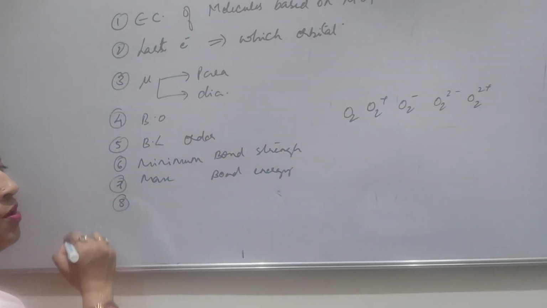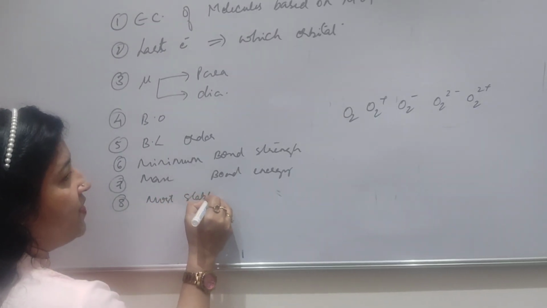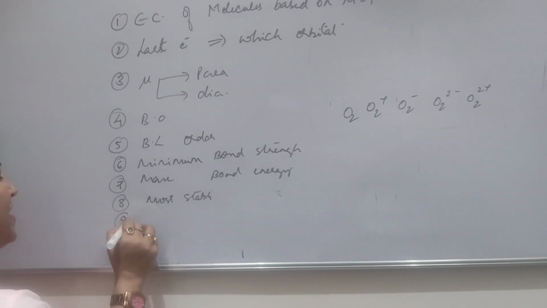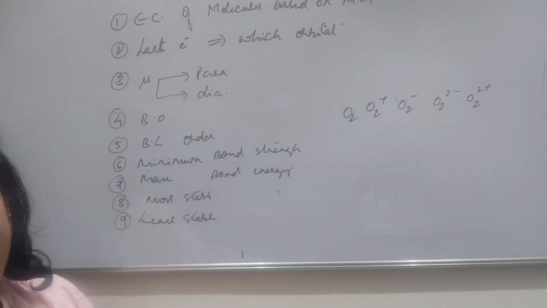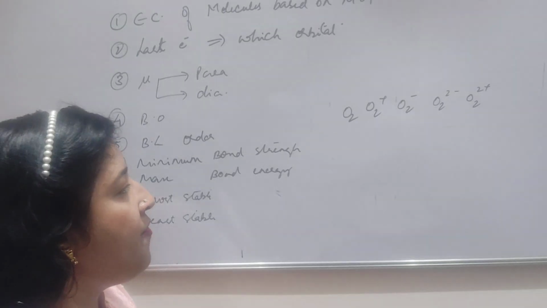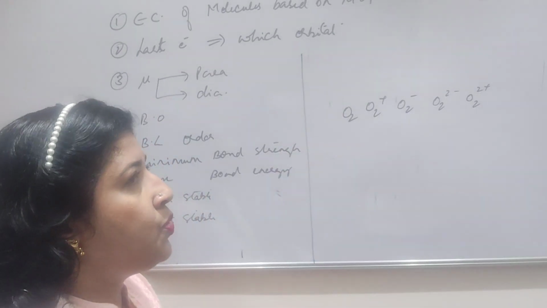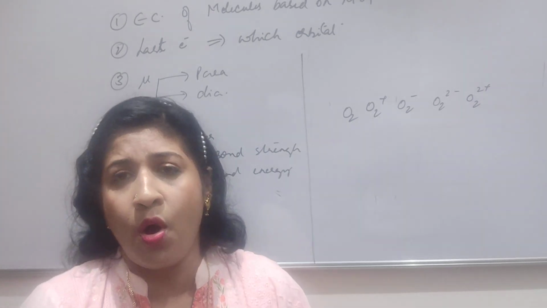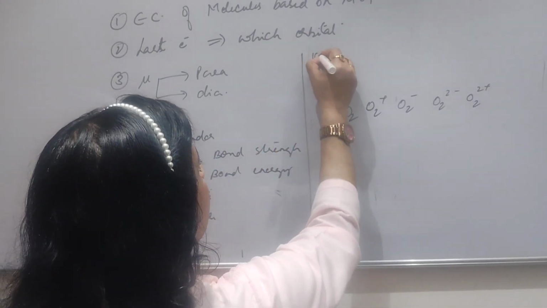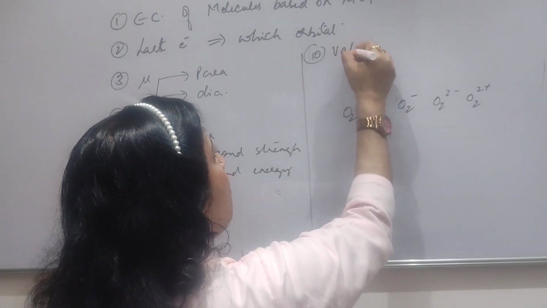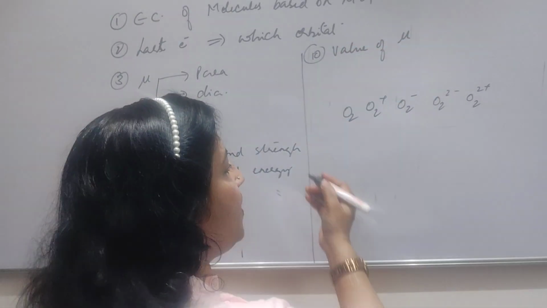Or they may ask you which is most stable amongst the molecules which are given, or which is least stable among the molecules. So different kinds of questions can be formed. Further, if you want to extend it to coordination compounds or to the periodic properties, of course they may ask something like what is the value of the spin magnetic moment? That can be one of the questions.